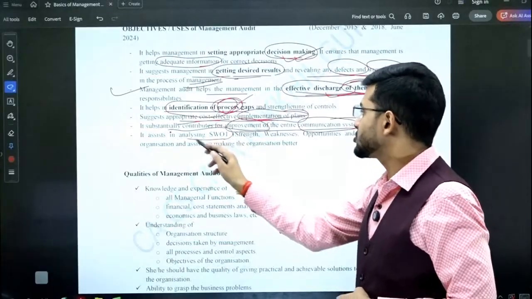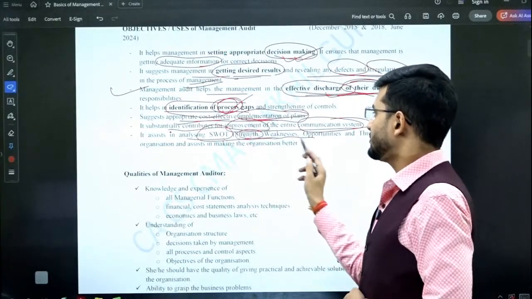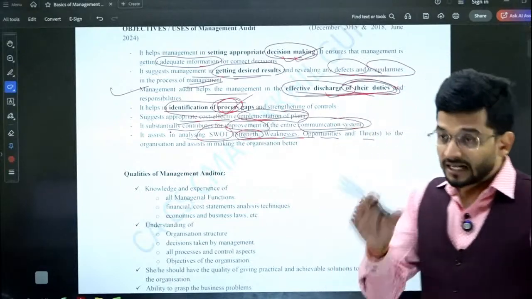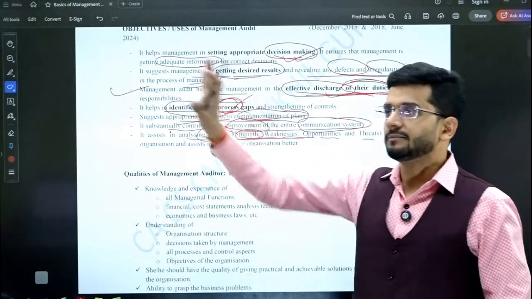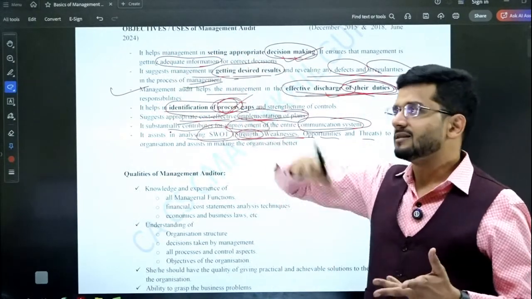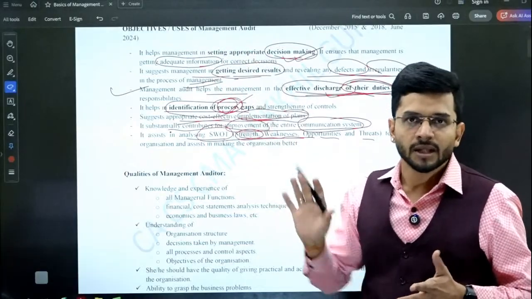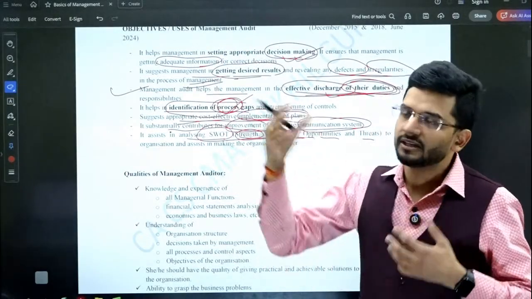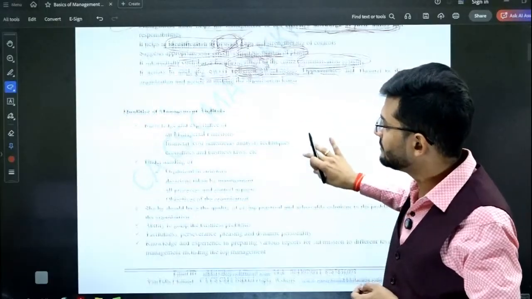It assists in analyzing SWOT. So whatever is our strength, weakness, opportunities, threats, that also is identified in the management audit. And we tell the management that, guys, this is your weakness, this is your strength, and you can work upon your weaknesses and you can play upon your strength. As a management auditor, we can suggest this through the management of the company.